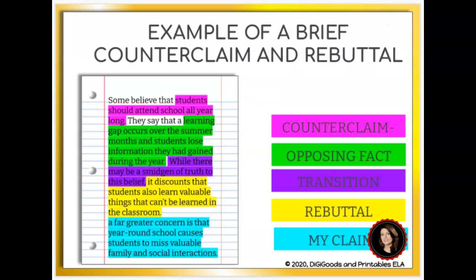And here is an example of counterclaim and rebuttal. This example is highlighted to show you the pieces. So we have the counterclaim, opposing fact. I put a transition, a rebuttal, and then my claim.